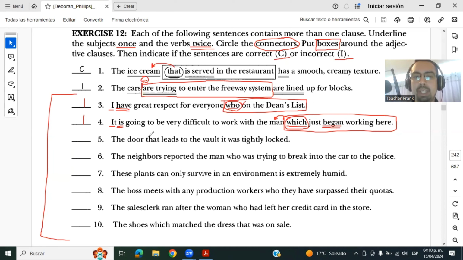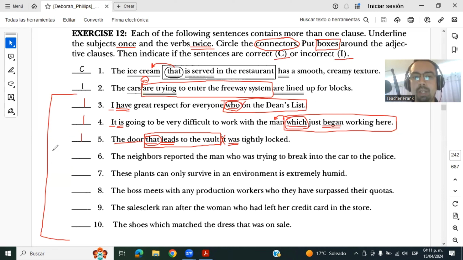So this one has "that" right here as my connector and subject, right? That leads, so "leads" is going to be my verb for that. So this is going to be my adjective clause, right? That leads to the vault. Be careful with that "it," right? Okay, so "was" is going to be my verb. Who or what was the door, right? But it's incorrect. Why? Exactly, because we have an extra "it," an extra subject. So that's what makes it incorrect. Number 5, incorrect. Extra subject, omit "it."